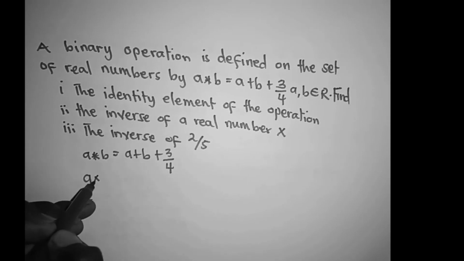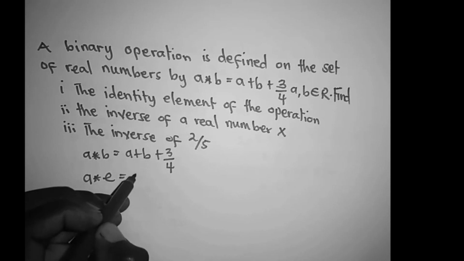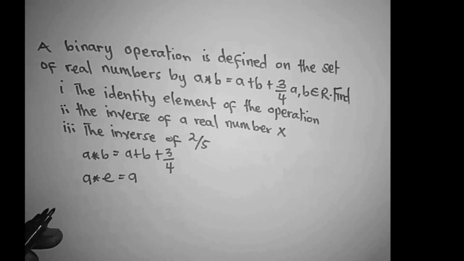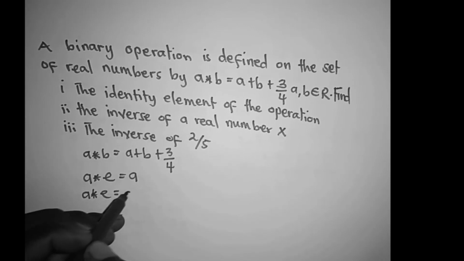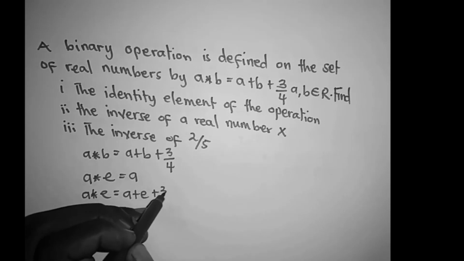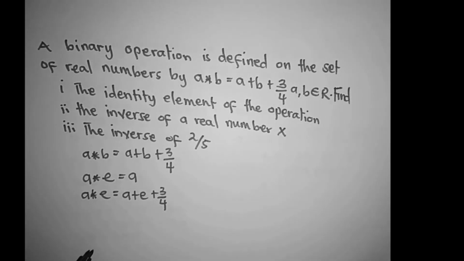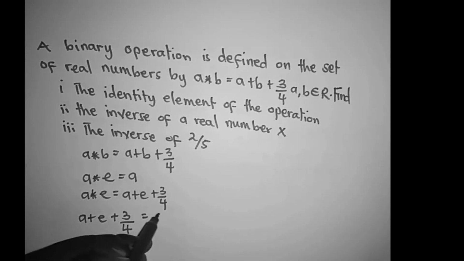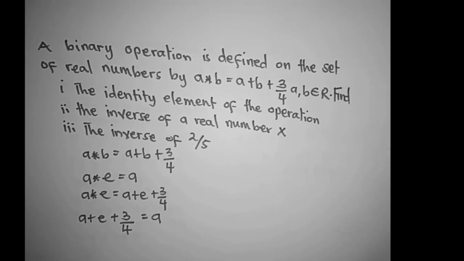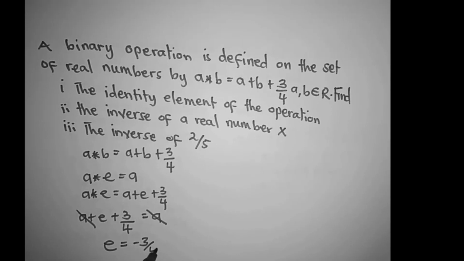We know that A operation the identity element is A. So we need to find A operation E. A operation E equals A plus E plus 3 over 4. Then we have to equate all of this to A. So A plus E plus 3 over 4 equals A. So this A and A can go away. And final answer, E equals minus 3 over 4.